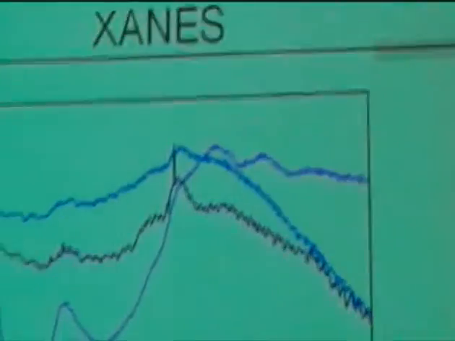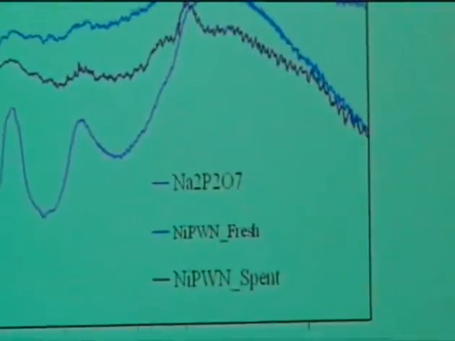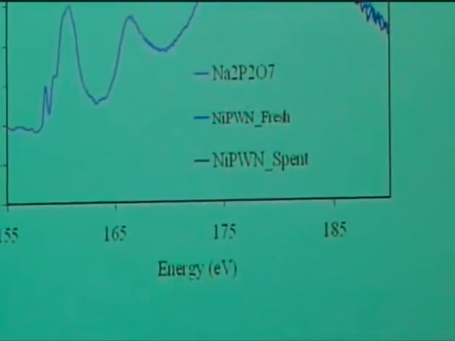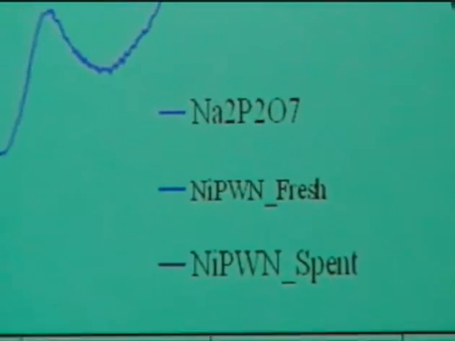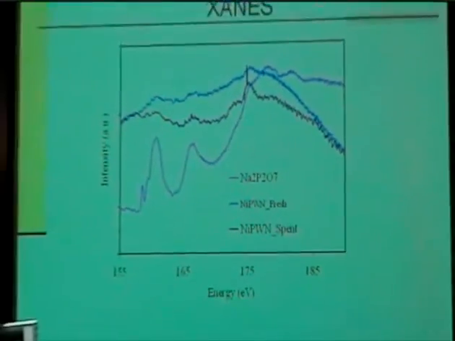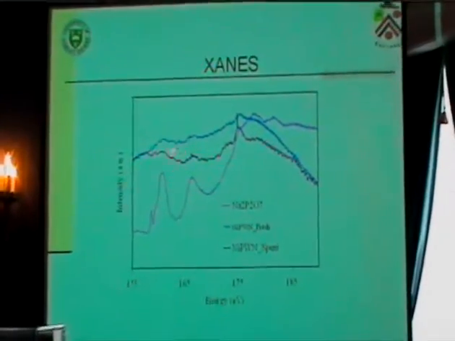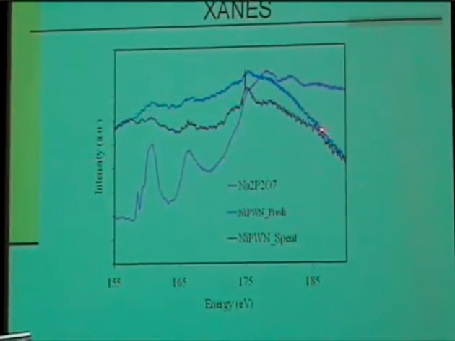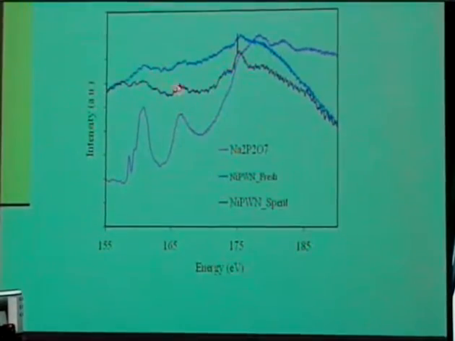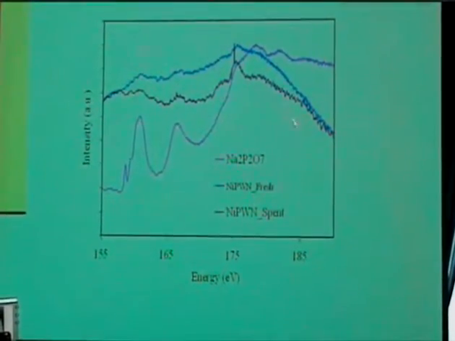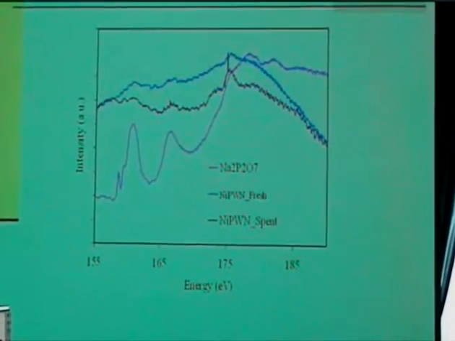XPS was performed on some fresh catalysts and some spent catalysts to see if we can find any sulfide phases on the catalyst. But unfortunately, we didn't see any sulfide phases on the surface of the catalyst. The phases that we saw appear to be phosphate phases rather on the surface of the catalyst.